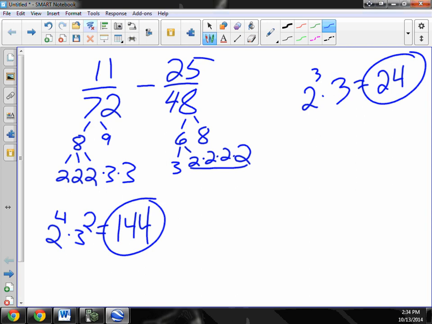Does that make sense? So if you're finding least common multiple, you do the greatest multiplicity. The least multiplicity would be the greatest common factor. Okay?